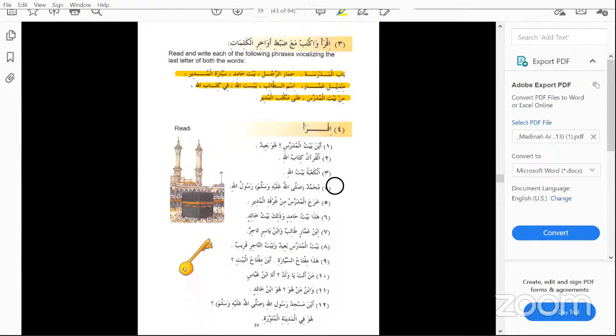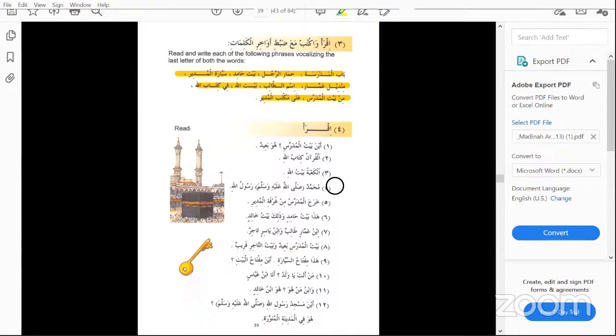Muhammadun sallallahu alayhi wa sallam Rasulullahi. Muhammad, peace be upon him, is the messenger of Allah. Kharajal mudarrisu min ghurfatil mudiri. The teacher left from the manager's room. Haza Baitu Hamidin. This is Hamid's house. Wazalika Baitu Khalidin. And that is Khalid's house. Ibnu Amarin Talibin. Amar's son is a student. Wabnu Yasiru Tajirin. And Yasir is a merchant.